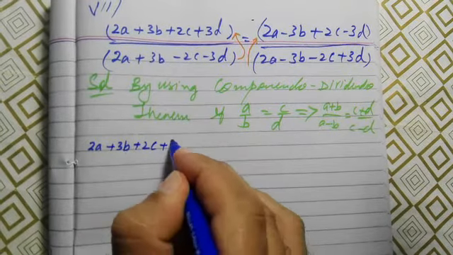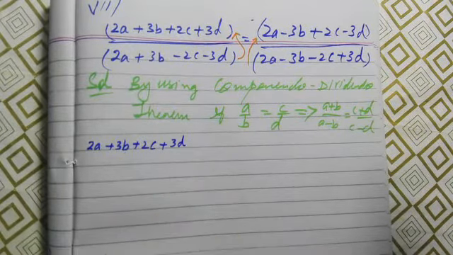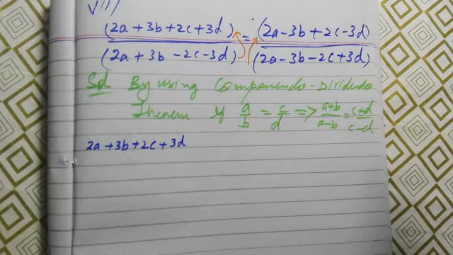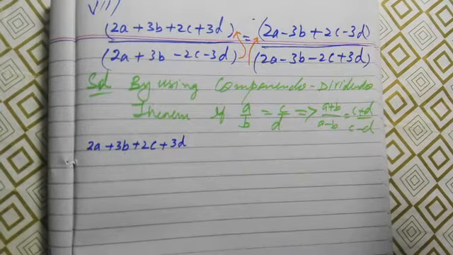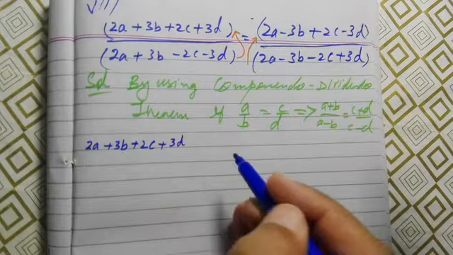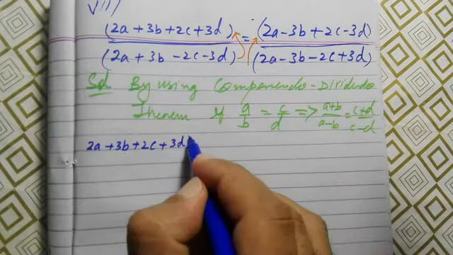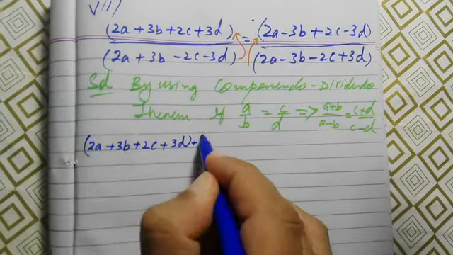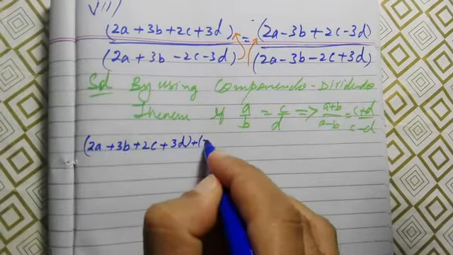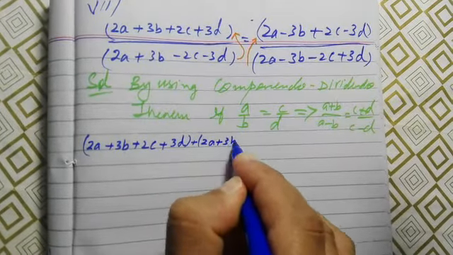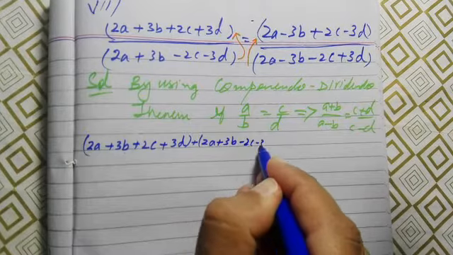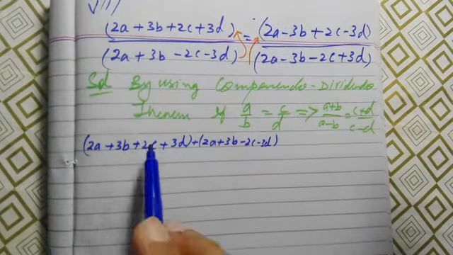Okay, we are writing the term in the numerator, and the term in the denominator will be 2a plus 3b, and I will place a bracket around it. Then I will write the term from the denominator, 2a plus 3b minus 2c minus 3d. Fine, so I will write it like this.